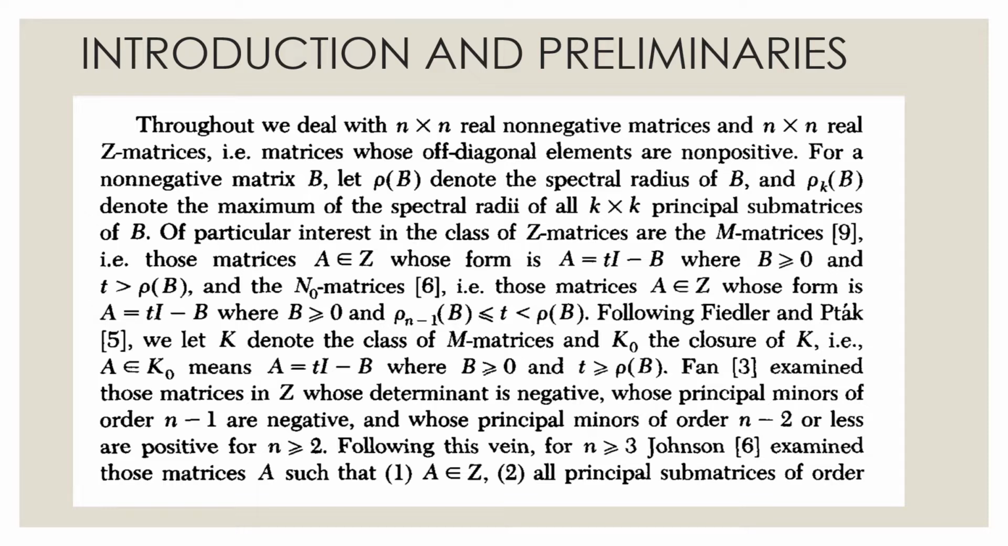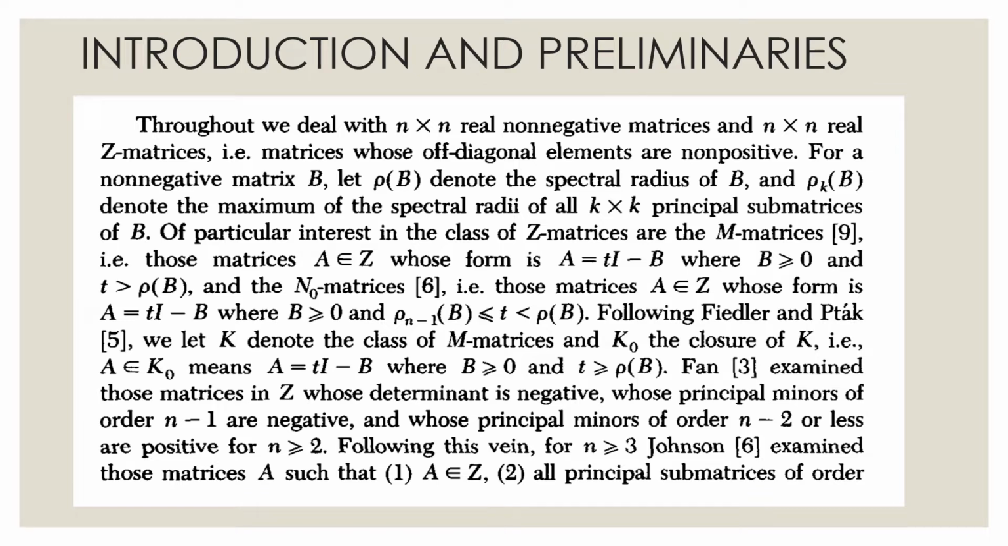Either those matrices A in Z whose form is A = tI − B, where B is greater than or equal to 0 and ρ_{n−1}(B) is less than or equal to t less than ρ(B). Following Seidler and Peter, we let K denote the class of M-matrices and K0 the closure of K. A in K0 means A = tI − B, where B is greater than or equal to 0 and t is greater than or equal to ρ(B).